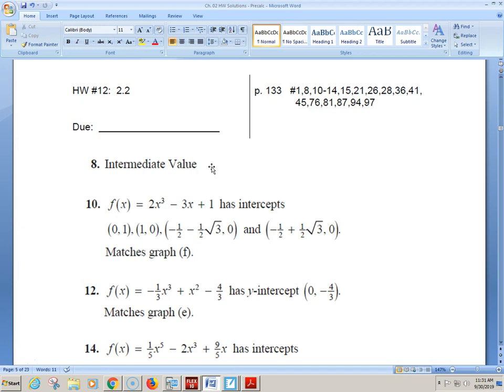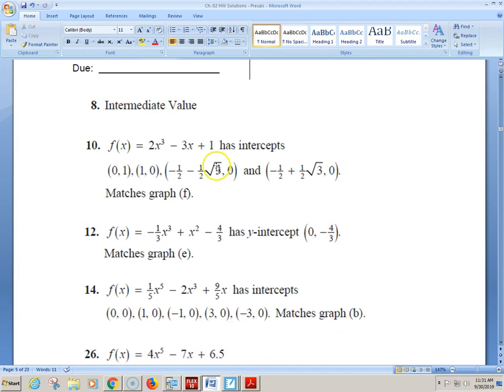Oh, intermediate value theorem. IVT, in between heights. In between heights. We have some homework problems, but we'll get to them in a second. Number 10 and 12 and 14 is F and E and B. Anyway, F and E and B. Hey, guess what? 10 and 12 and 14 are talking about graphs. So what should be in your homework right now?